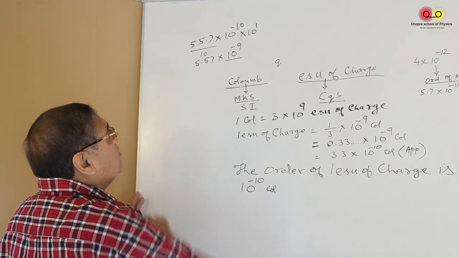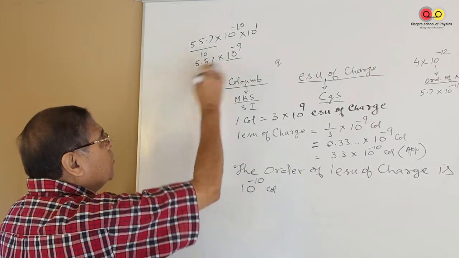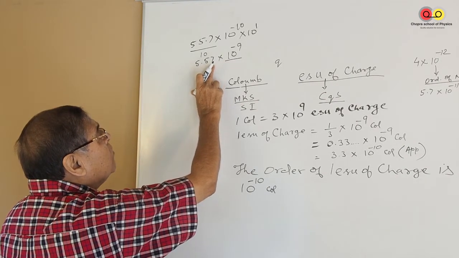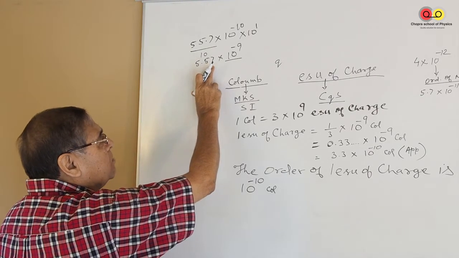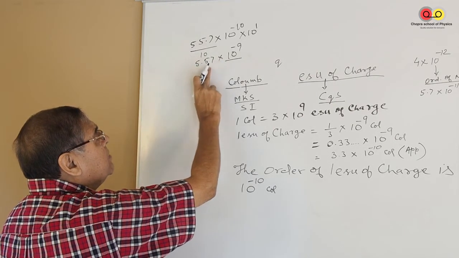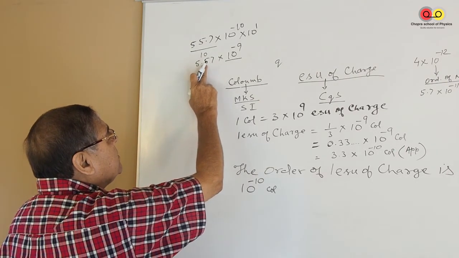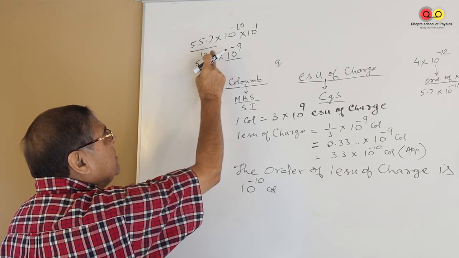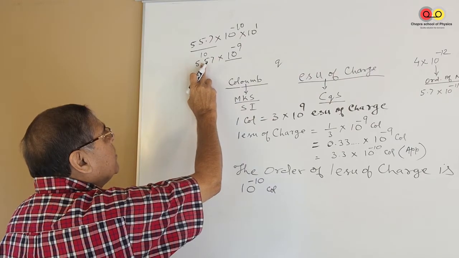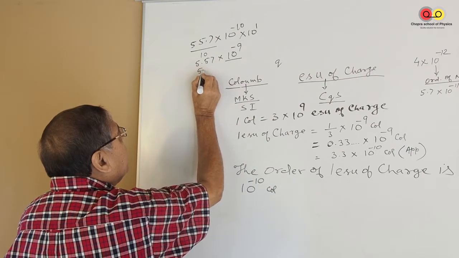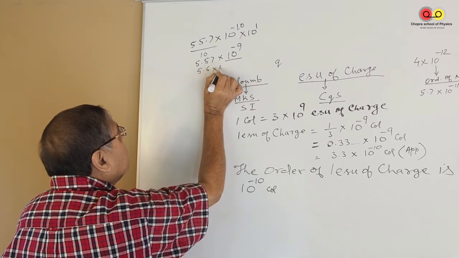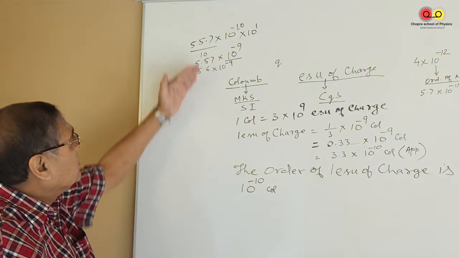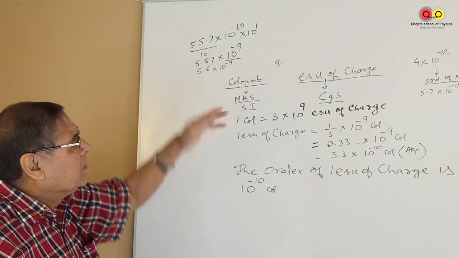If you want to make it more accurate or more significant, we find that on the second place the number is more than 5. So remove this number 7 and take one more here, and that will be 5.6 times 10 to the power minus 9. I hope this type of transformation is clear to you.